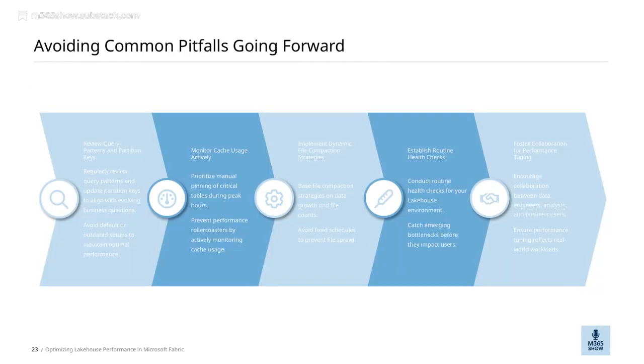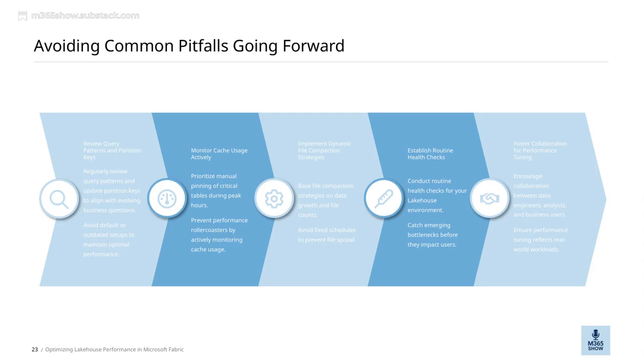Let's talk about how to avoid common pitfalls as we move forward with optimizing our Lakehouse performance in Microsoft Fabric. First, it's really important to encourage collaboration between data engineers, analysts, and business users. When these groups work together, we can ensure that performance tuning reflects real-world workloads, making our system more efficient and responsive. Next, we should conduct routine health checks on our Lakehouse environment. Regular monitoring helps us catch emerging bottlenecks early, before they start impacting our users. Think of it as a proactive approach to maintaining a smooth and reliable system.